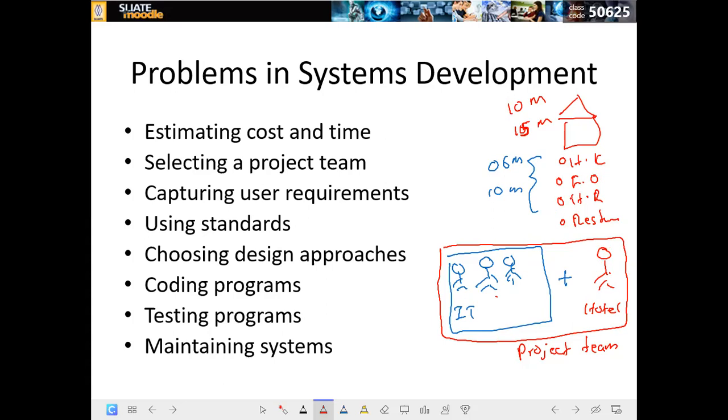He doesn't know much about these operations. So what requirements does he give? He gives only a few small requirements to the people who come to build the system, saying this is what should happen. Then there will be a problem. The next one is capturing user requirements. As I said, if you appoint a person who doesn't know these operations thoroughly, he will give some requirements, and the IT people will develop a system according to the requirements explained by this person.